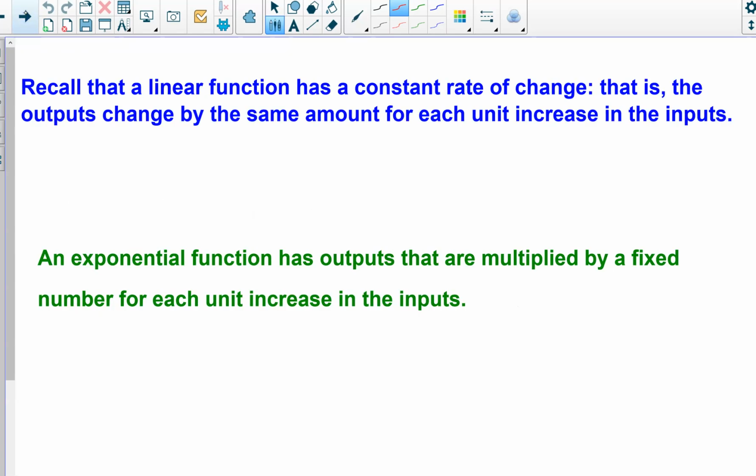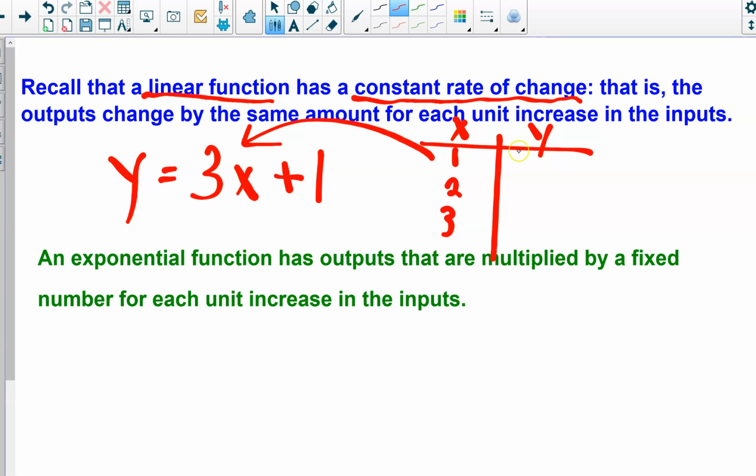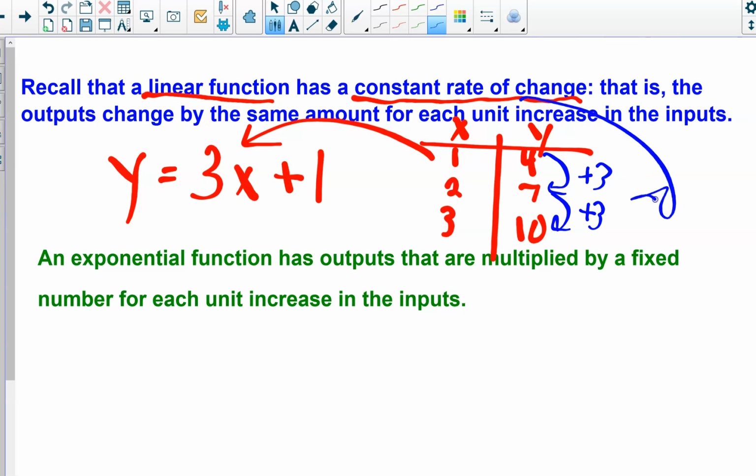So recall that a linear function has a constant rate of change. So I'm talking linear here. Constant rate of change. That is, the outputs change by the same amount for each unit increase in the input. So an example of a linear equation, which you probably already know. If I were to do the x and the y, if I were to pick 1, 2, and 3 and plug them in here, you're going to get 4, 7, and 10. And to show that this is linear, this goes up by 3. This goes up by 3, so it's a constant rate of change.